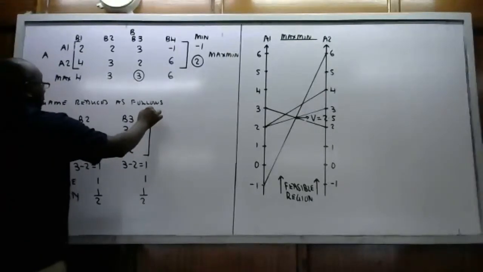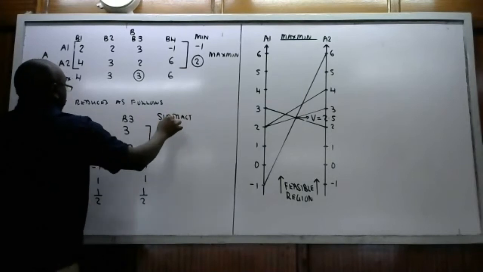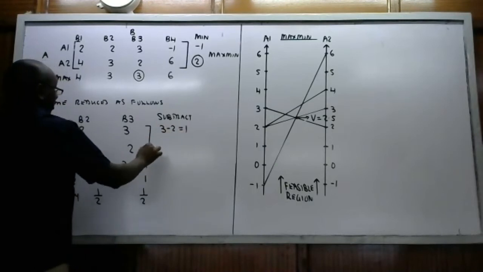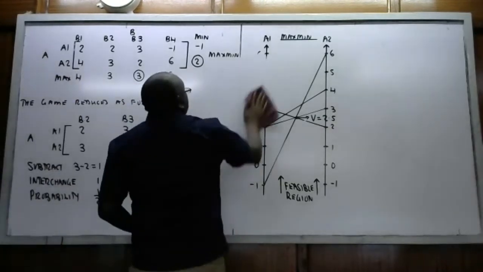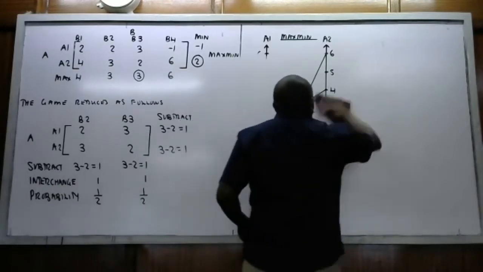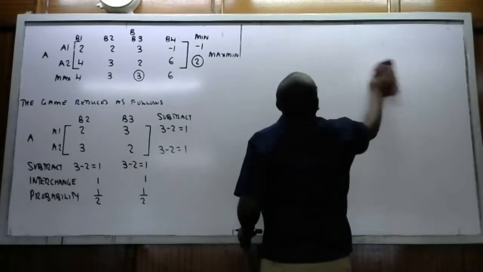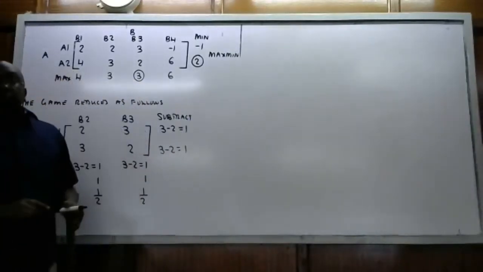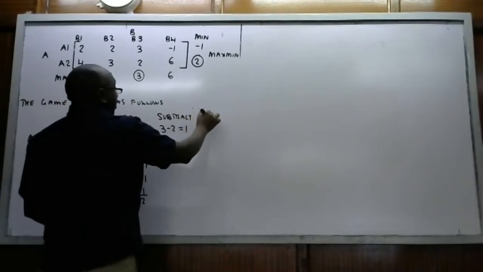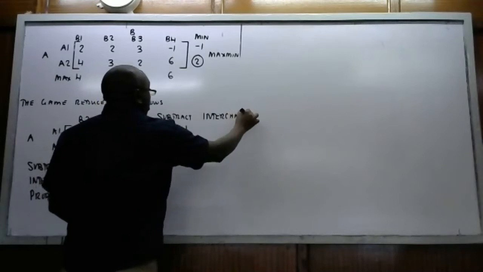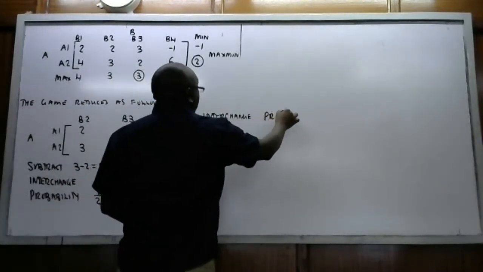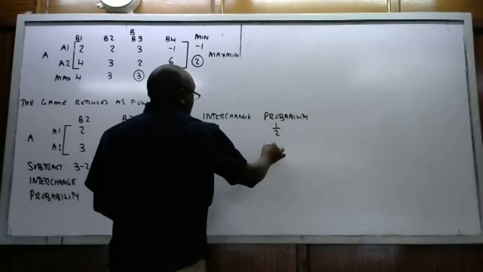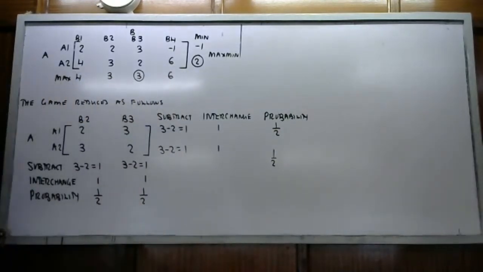You come and do the same thing here, where you say subtract. 3 minus 2, that is 1. 3 minus 2 again, that is 1. You interchange here, where you have 1 and 1. Then you have the probability here, which is a half and a half. And therefore, finally, you come down here and get the value.